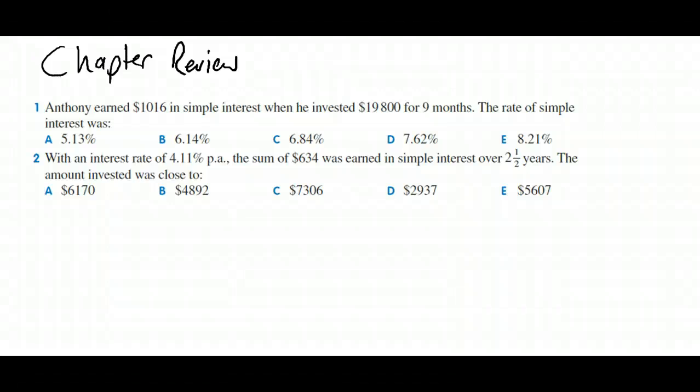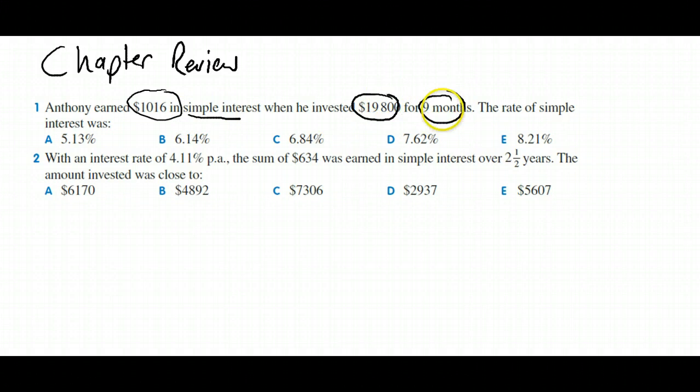Okay, in this video we're going to work through some chapter review questions for financial maths or financial arithmetic. In question 1, Anthony earned $1,016 in simple interest when he invested this much for 9 months.